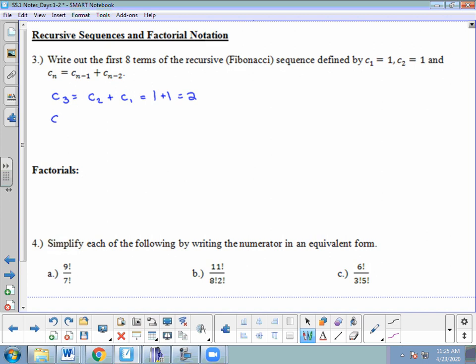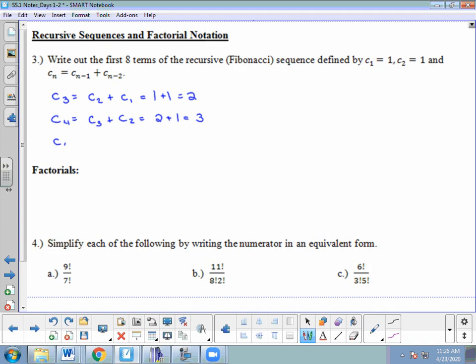Do the same thing to continue finding terms. So C sub 4 would be C sub 4 minus 1, which is C sub 3, plus C sub 4 minus 2, which is C sub 2. So basically the 2 successive terms that came before are added together. C of 3 we just found is 2. C of 2 it gave us initially was 1. So 2 plus 1 is 3. So C of 4, the 4th term, is 3.